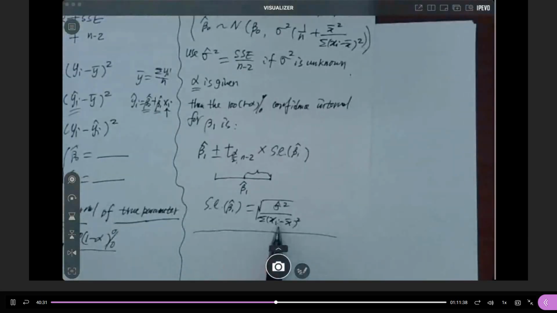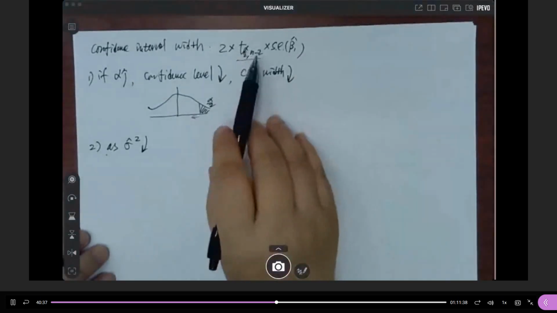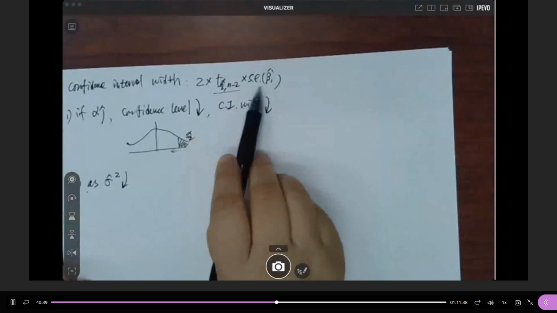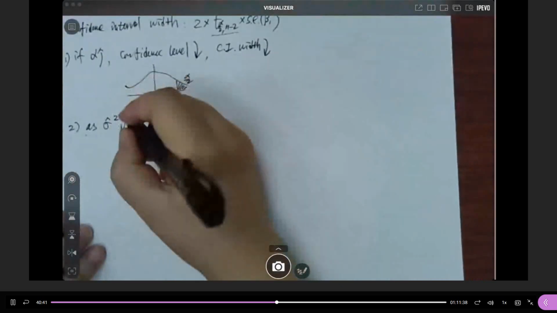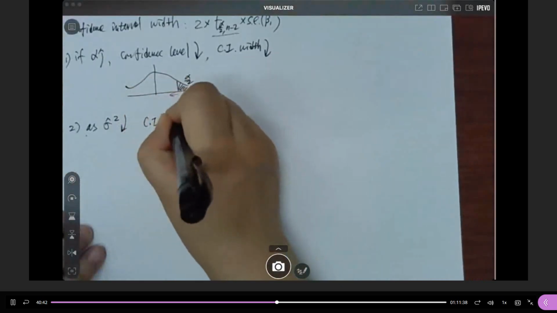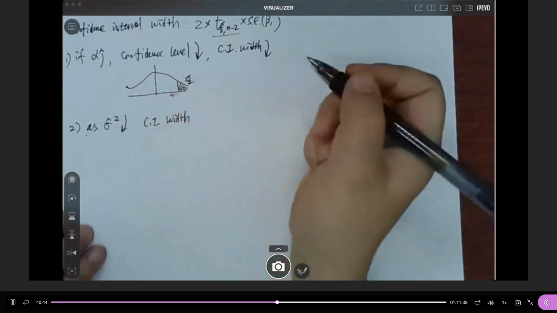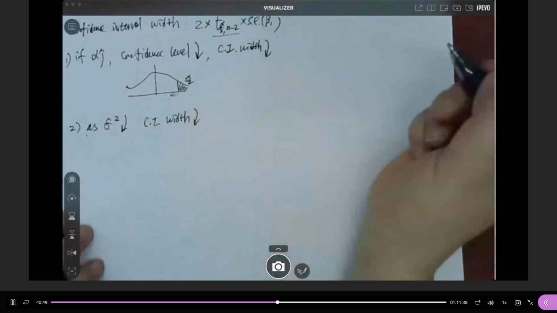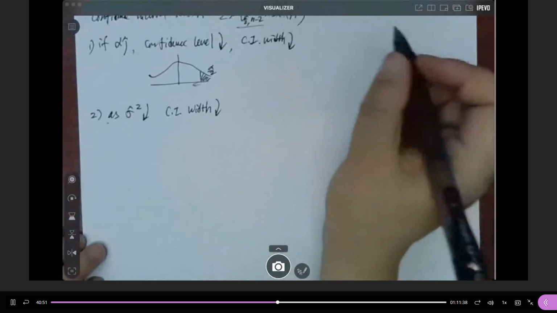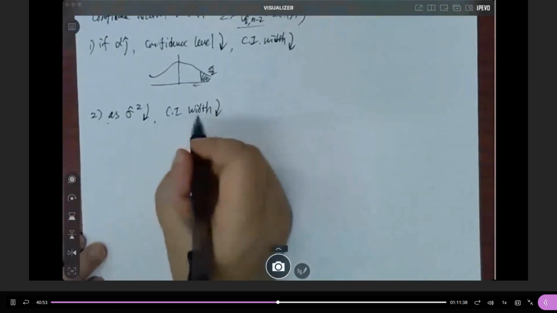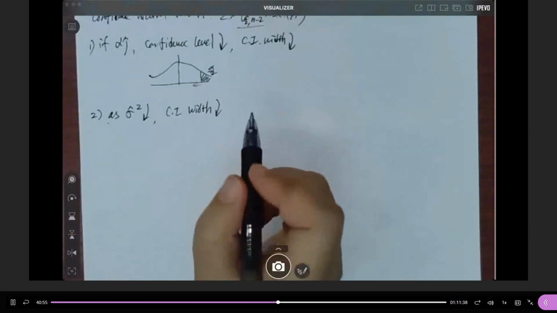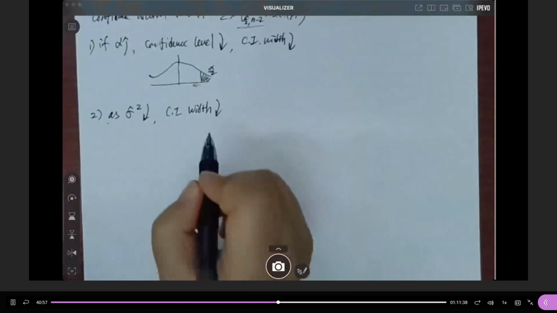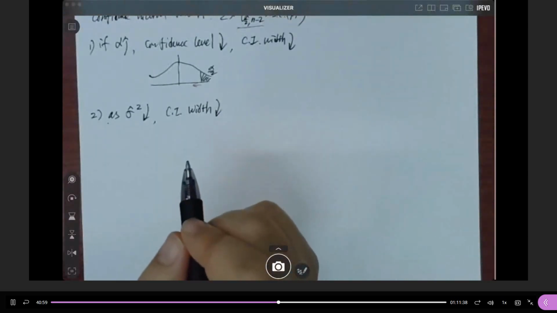Standard error for beta 1 hat has this in here. So if this one decreases, standard error for beta 1 hat decreases. That basically means if everything else remains the same, this one decreases, then your confidence interval width will increase or decrease? Decrease, right? If your estimated variance becomes smaller, your confidence interval width decreases. So with the same confidence level, you are more accurate now.